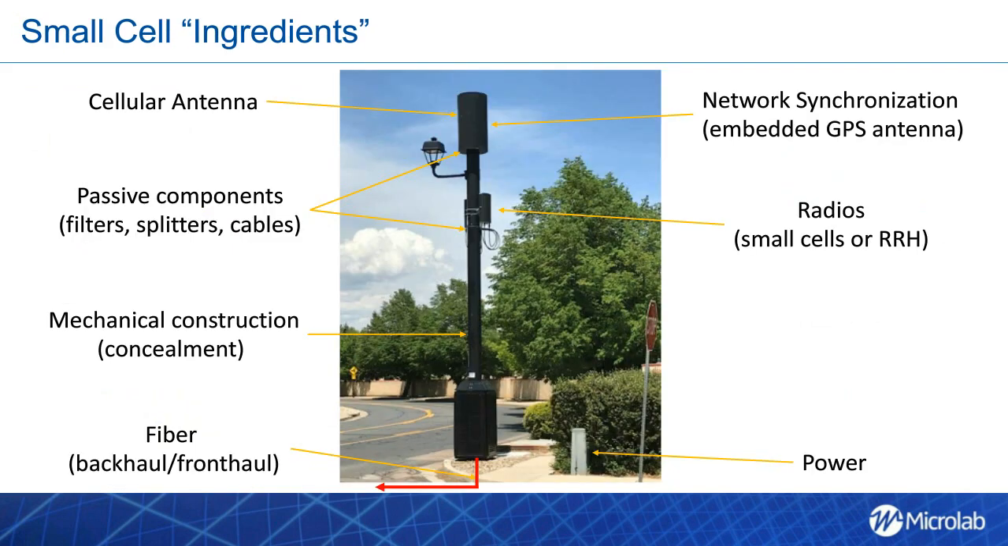Here we can see some of the ingredients in a small cell recipe. From the bottom, fiber backhaul or front haul to the site, the power supply for the radios themselves, passive components to route and combine radio output signals for carrier aggregation and MIMO to the antenna.